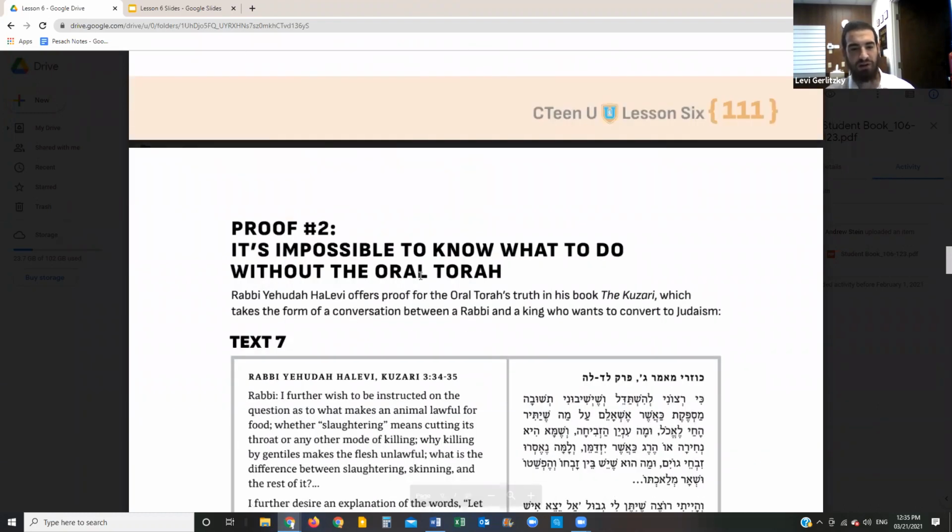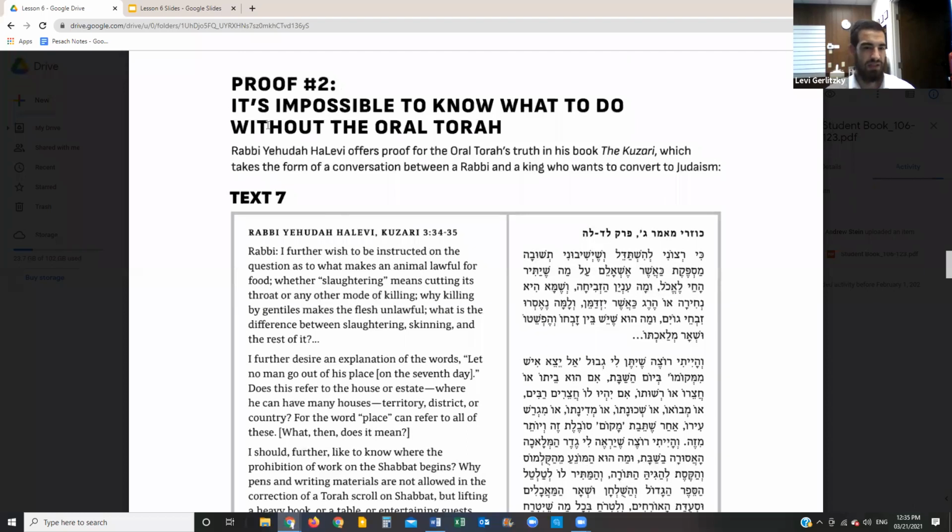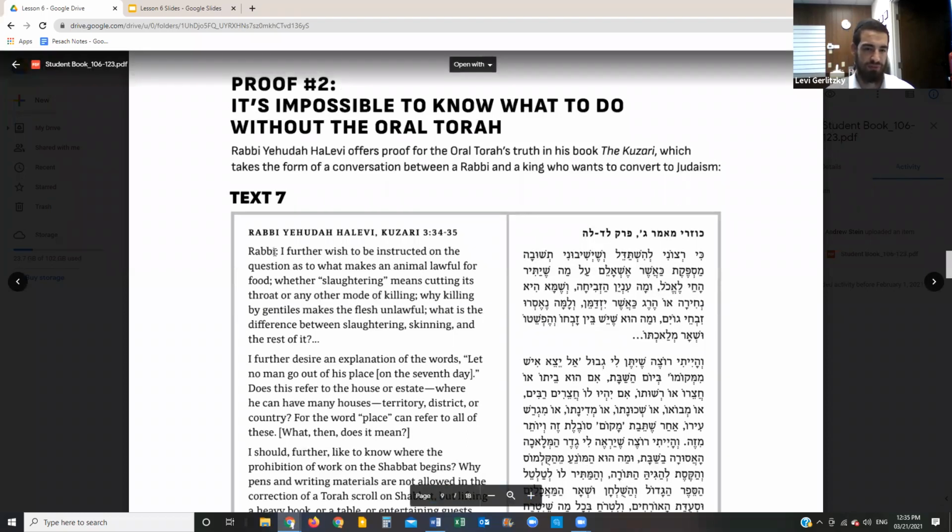Let's move on to part number 2. And Sheila, if you'd like to read proof number 2 and then read text, meaning these 2 lines, and then read text number 7.